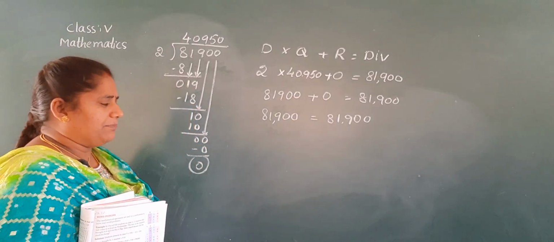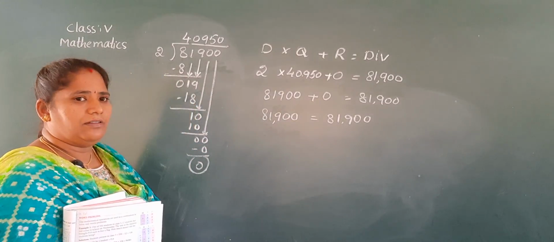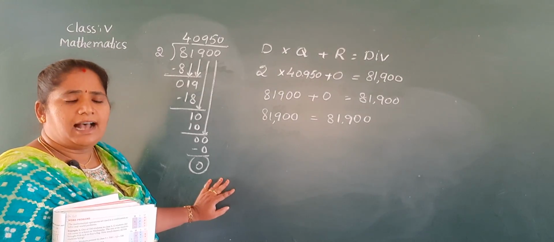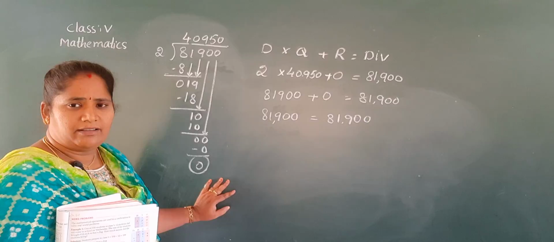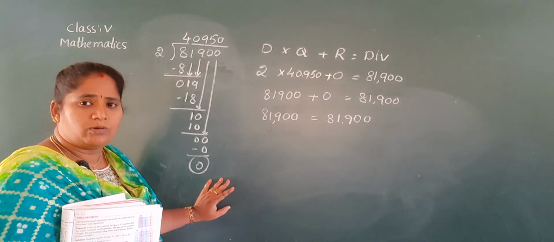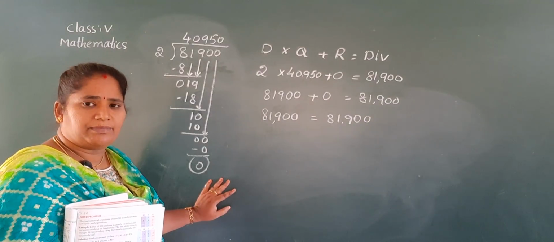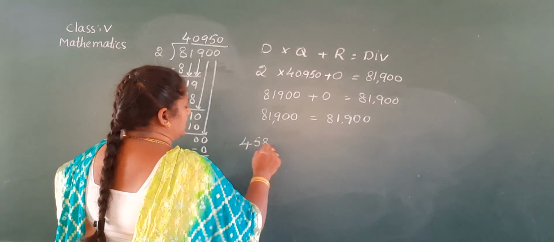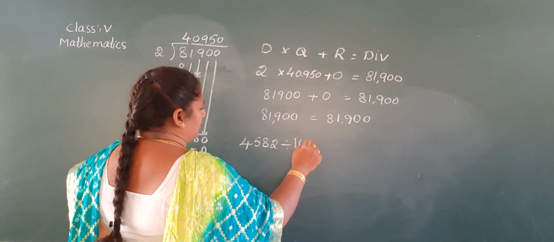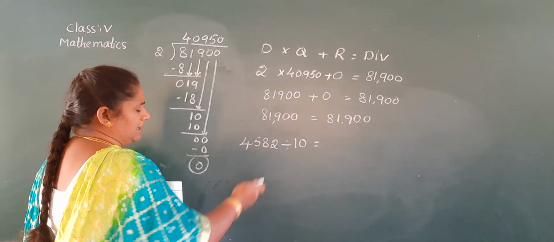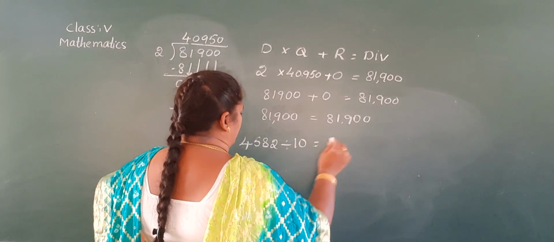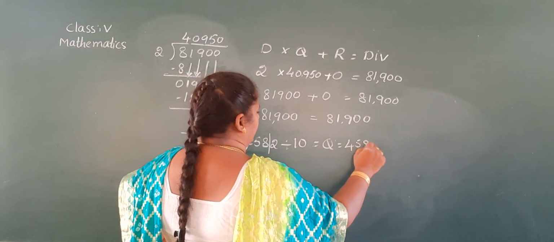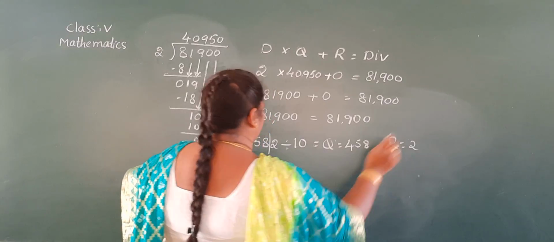One more important point: when a number is divided by 100, the last 2 digits become the remainder. When the number is divided by 1000, the last 3 digits become the remainder. Let us take one number. This number is divided by 10. Then the last 1 digit is the remainder, and this is the quotient. So quotient equal to 458, remainder equal to 2.